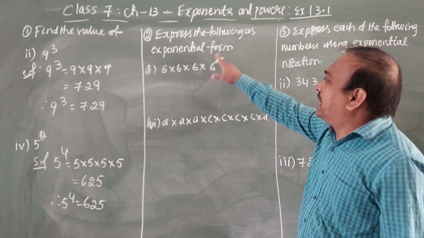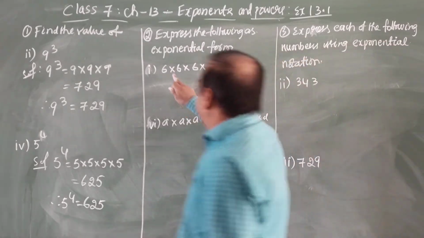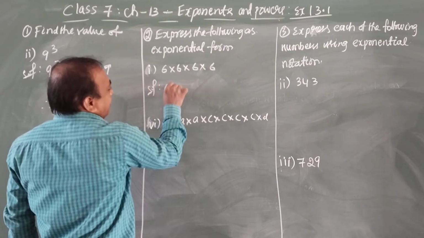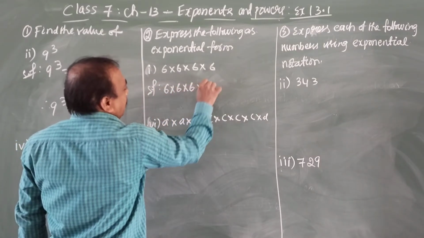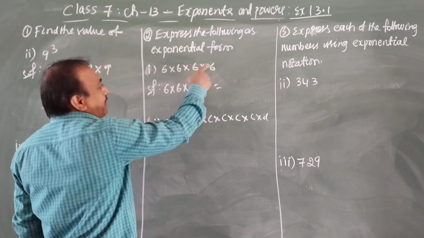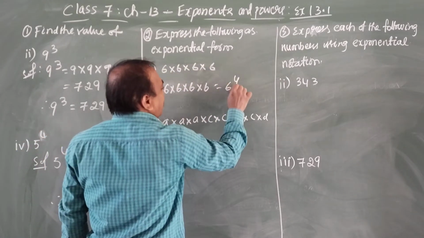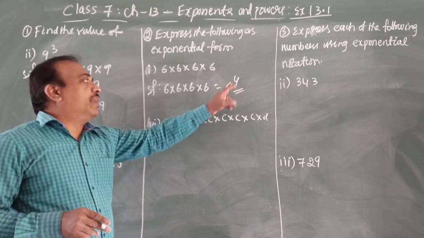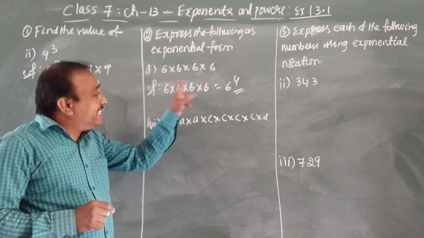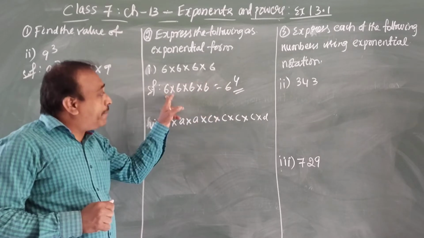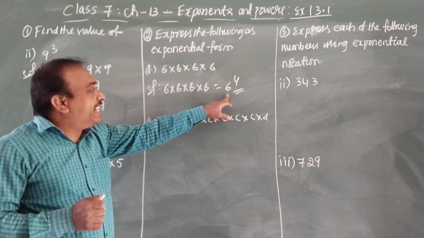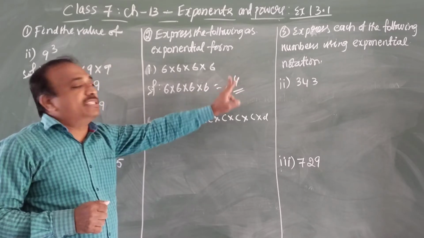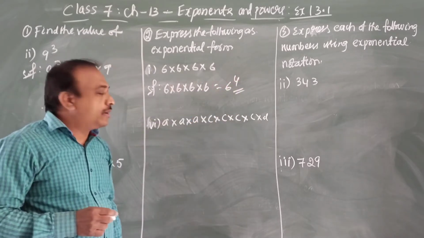Express the following in exponential form. 6 is multiplied how many times? 1, 2, 3, 4. Count it. So 6 to the power 4, 6 raised to the power 4. The number which is multiplied repeatedly, that we write here. How many times it is repeating, that we write as the power notation. 6 to the power 4.